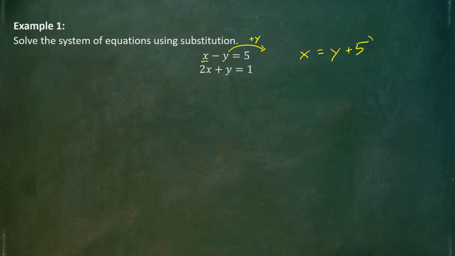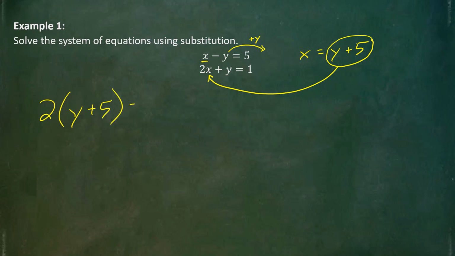And then now that opens up the ability to, everywhere I see an x, put what it's equivalent to, which we just said was y plus 5, and then rewrite. So this would now be 2 times our parenthesis y plus 5 plus our y equaling 1. So now from here I'm going to go ahead and distribute things through.